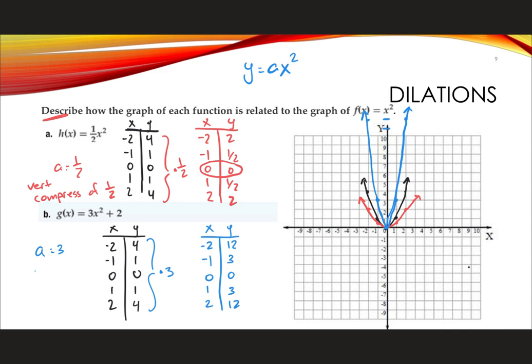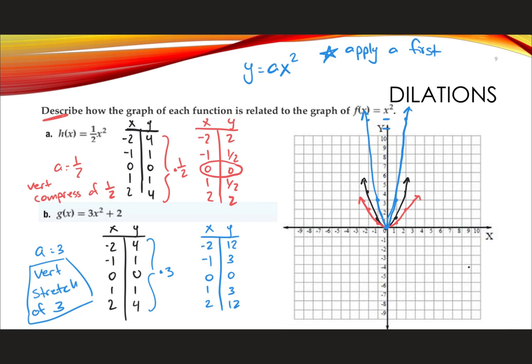And your descriptive words for this one are going to be a vertical stretch, because it got stretched out, of 3. So those would be your descriptive words. And that's A. Now, quick note here, and this is actually very, very important. Because A is multiplying, you're always going to apply A first.